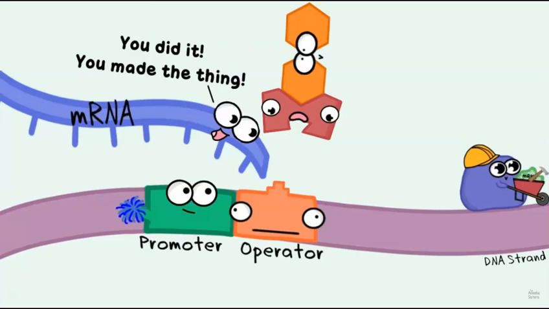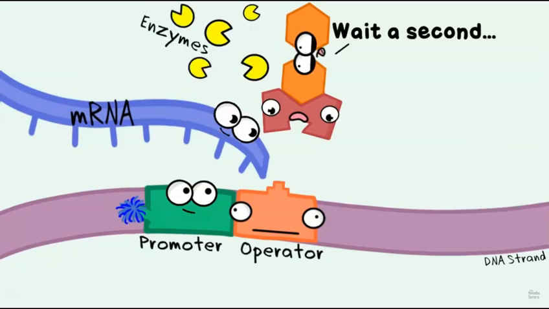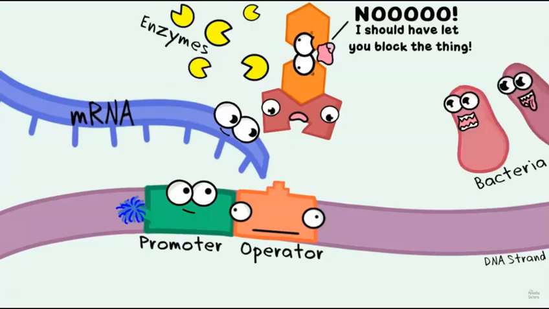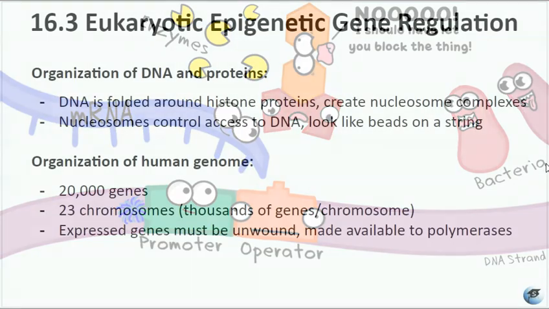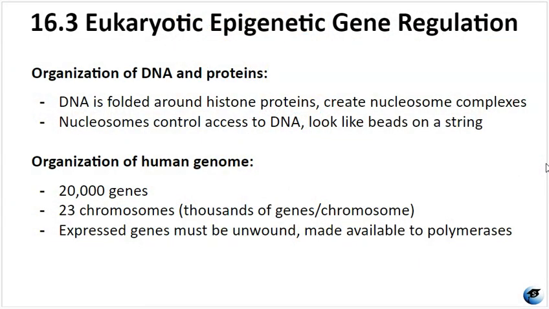That mRNA will be used to make enzymes to break down the lactose sugar. And bacteria like to eat, so that makes them pretty happy. Now let's switch our focus from prokaryotes to eukaryotes. We'll discuss the epigenetic gene regulation that happens in eukaryotes.